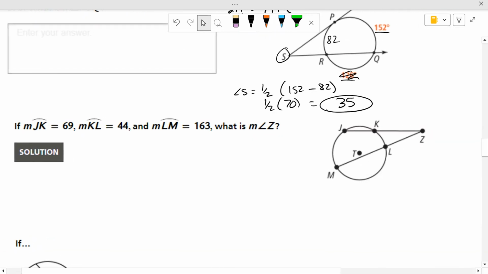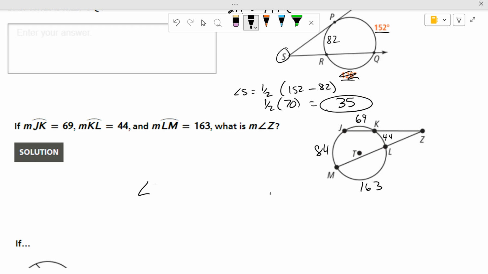Okay. JK is 69. KL is 44. LM is 163. What's angle Z? Well, what's left for JM? How many degrees in a circle? 360. So 360 minus 163 minus 44 minus 69. Calculator, please. 84.